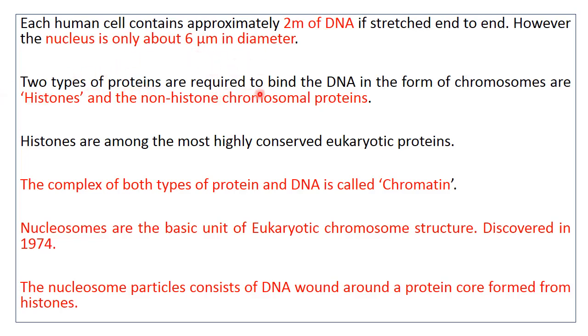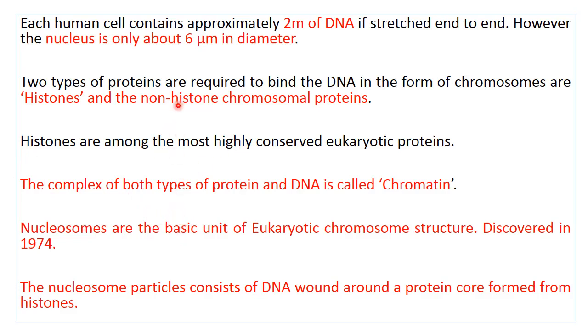Two types of proteins are required to bind or fold the DNA in the form of chromosome. These proteins are histones and non-histone chromosomal proteins. Histone proteins are the most conserved eukaryotic proteins. The complex of both types of protein and DNA is called chromatin. Nucleosomes, the basic unit of the eukaryotic chromosome, were discovered in 1974, and the nucleosome particles consist of DNA wound around a protein coat formed by histone.